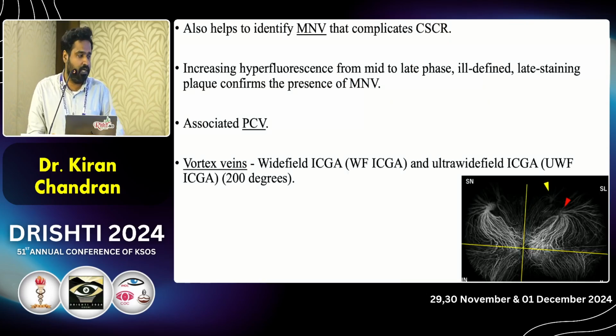ICG also helps in identifying MNV that complicates CSCR, and it appears as ill-defined lesions with late-staining plaques. Associated polypoidal choroidal vasculopathy can also be diagnosed, since overlap cases can occur with CSCR. The vortex veins can be identified very beautifully using the wide-angle systems.